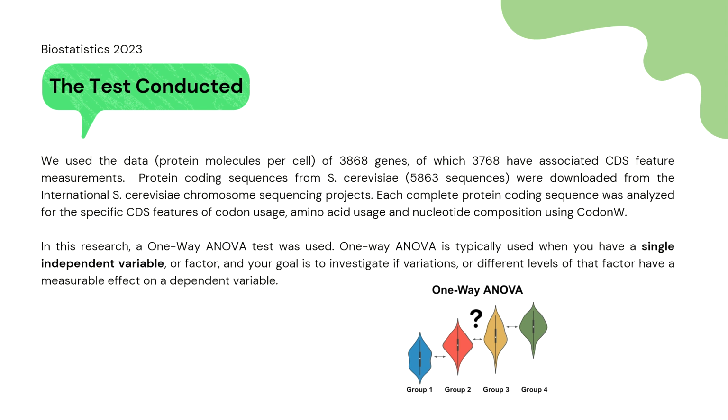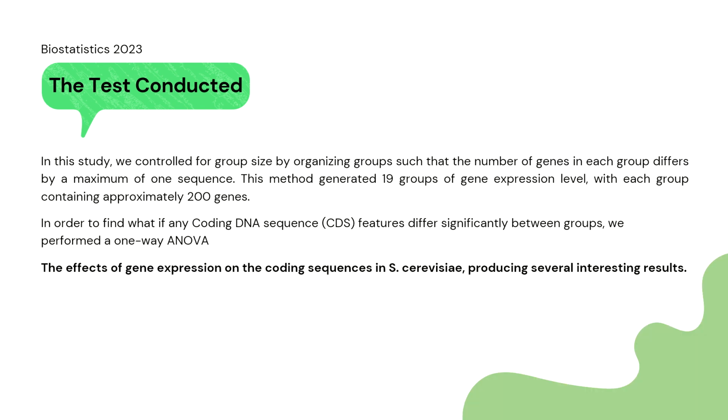In this research, a one-way ANOVA test was used. One-way ANOVA is typically used when you have a single independent variable or factor and your goal is to indicate if variation or different levels of the factor have a measurable effect on a definite result. And as you can see, in this one-way ANOVA, there are 4 groups. In this study, we controlled for group size by organizing groups such that the number of genes in each group differs by a maximum of one sequence. This method generates 19 groups of gene expression level, with each group containing approximately 200 genes.